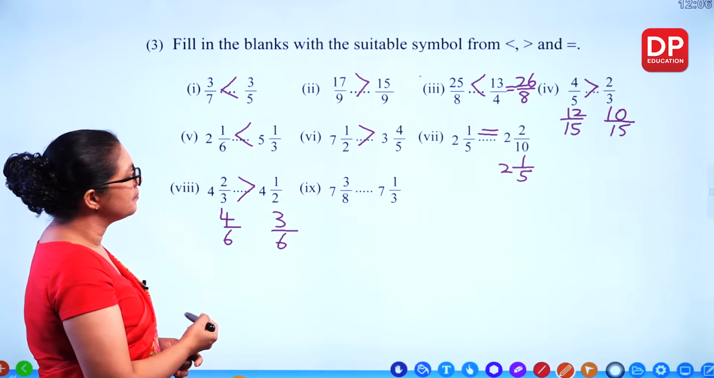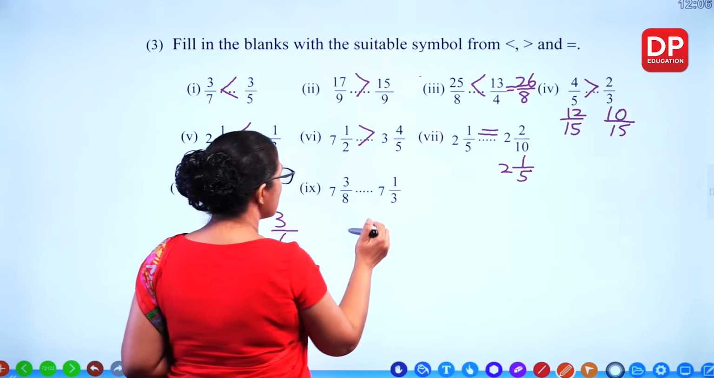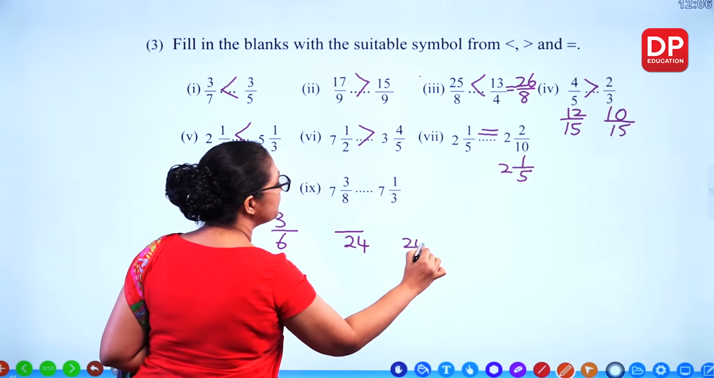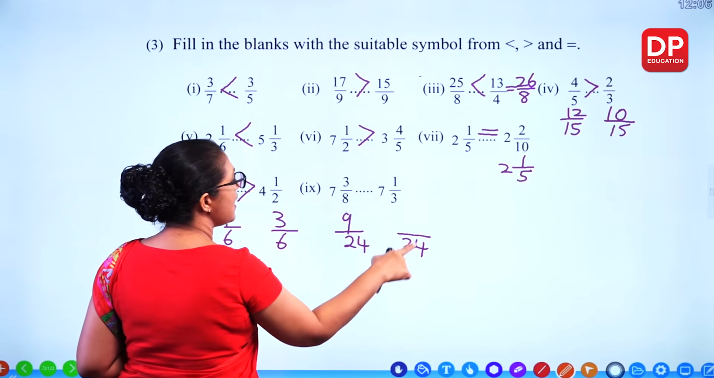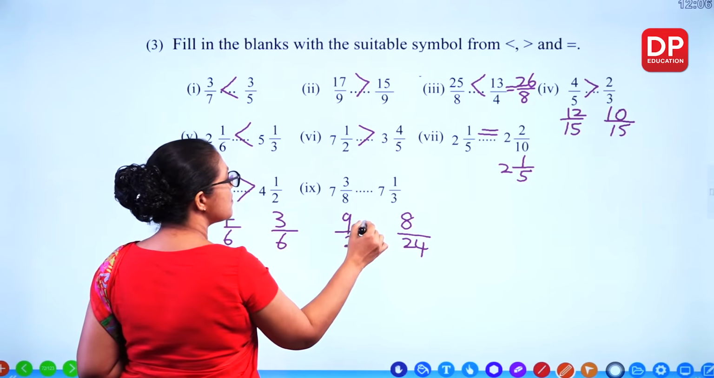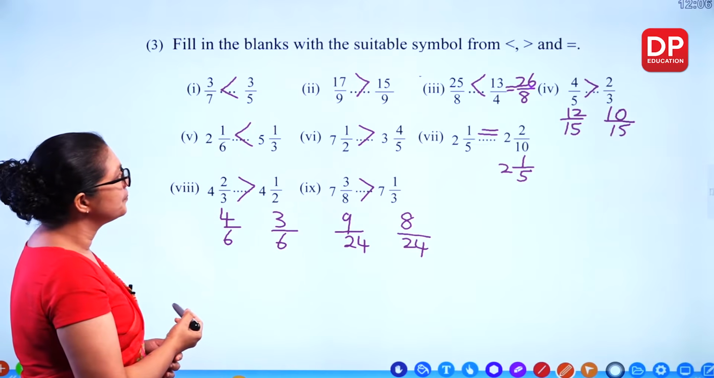This one, 7 is the same. So you have to compare the fractions. 8 and 3, common denominator is 24. 3 times 3, 9. Here 8 times 3, 24. So 8 times 1, 8. 9 is bigger than this. You get this way.